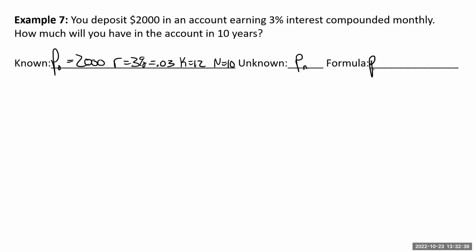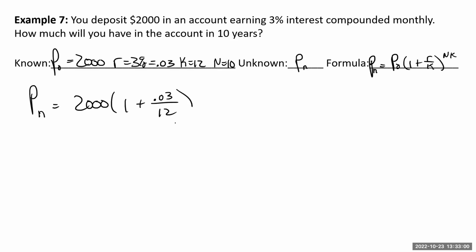So our formula for compound interest, P sub N is equal to P sub 0 times (1 + r/k) to the nk. All right, so we're looking for the P sub N, or the P sub 10 here. So we're going to have 2,000 times (1 + 0.03/12) raised to the 10 times 12 power.